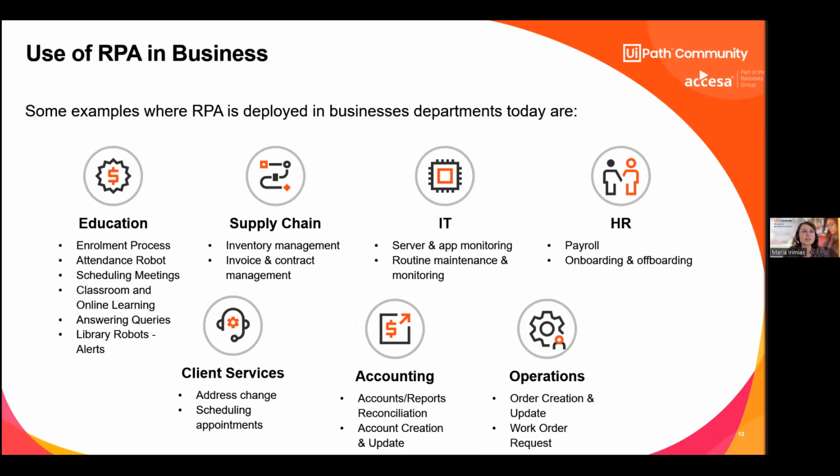Here we can see the departments where RPA can be found and where RPA can be used as a technology to automate the business processes. We can find it in education, in the supply chain, in IT, in HR departments, client services, accounting, and even operations. But do not stop at these mentioned departments, because there are even more. Here is just a brief overview of what RPA can do.